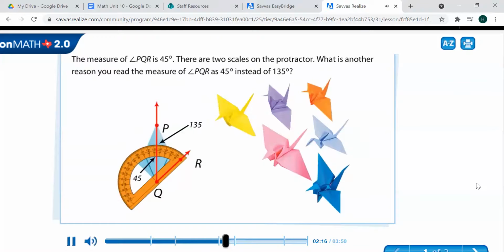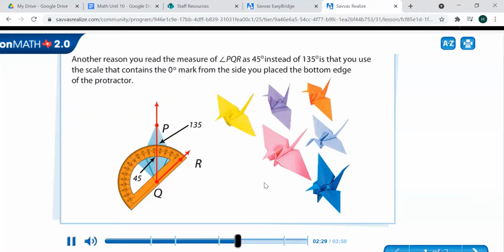There are 2 scales on the protractor. What is another reason you read the measure of angle PQR as 45 degrees instead of 135 degrees? Another reason you read the measure of angle PQR as 45 degrees instead of 135 degrees is that you use the scale that contains the 0 degree mark from the side you placed the bottom edge of the protractor.